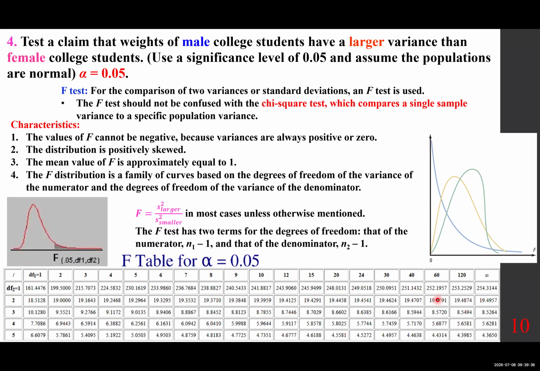And the table looks something like that. You have degrees of freedom. The first one for the numerator is along the top row and the denominator along the left column. This is how we do that. I hope everybody is okay with that. So that's understanding the F test.